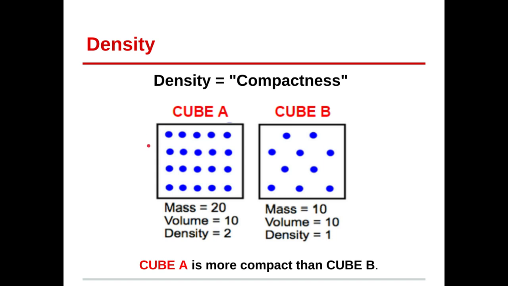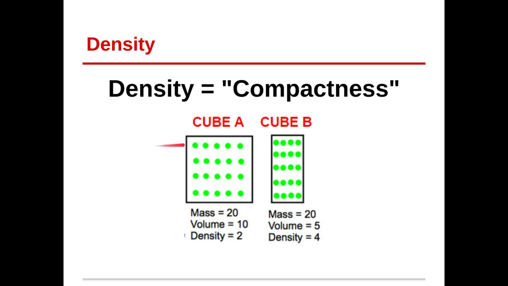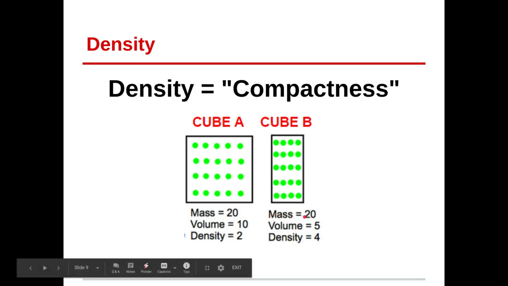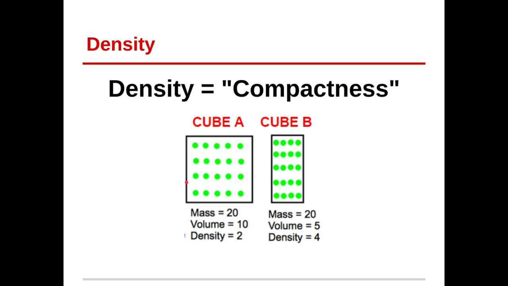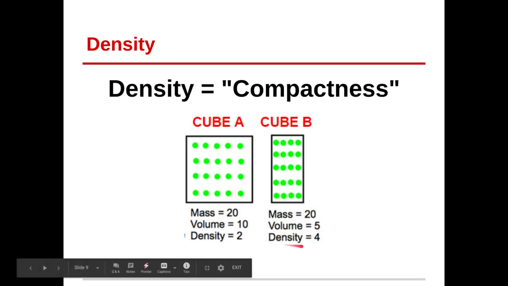Now, if we take a look at a different example, here we have the same amount of stuff. We have 20 mass units. We have 20 dots in both boxes, but the boxes are different sizes. So in fact, our density over here in cube B is greater. We have a density of 4 compared to our density of 2 over here.